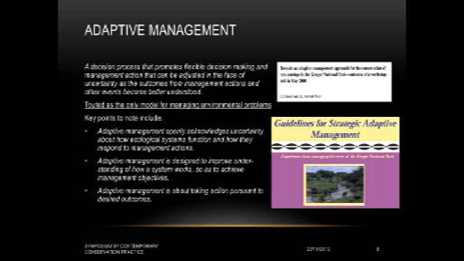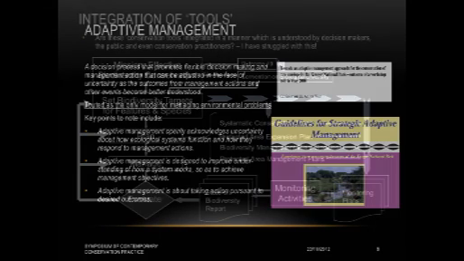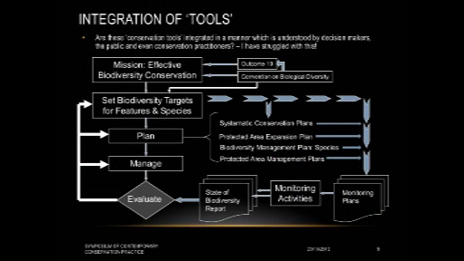Okay, integration of the tools. Are these conservation tools integrated in the manner which is understood by decision makers, the public, and even conservation practitioners? I have struggled with this. Okay, I don't think it is, and I don't think it is evident to people out there that there is a structure that guides us to improve our situation with regard to environmental management. So what I've tried to do here is put up a very simple straw dog for such a model. The first part of it is clearly we need to be identifying our goals and objectives. Where do I press?